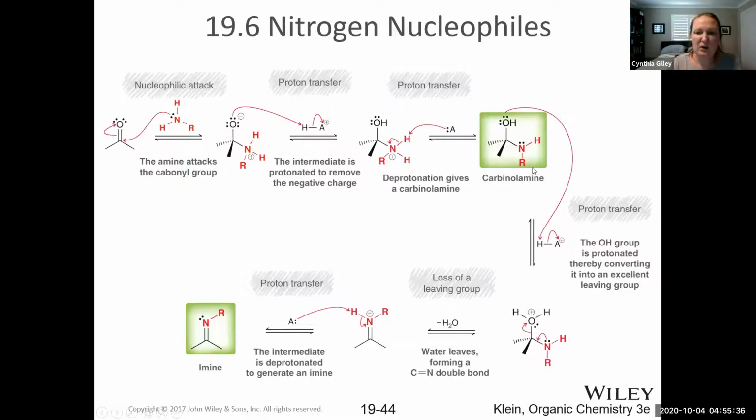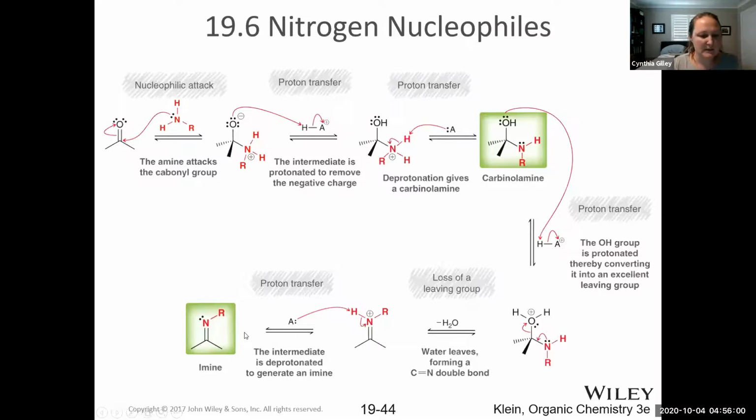From here, the goal is to get rid of this as water, right? So we're going to protonate this to make a good leaving group, and then kick it out, use the nitrogen's lone pair to help kick the water molecule out, right? And that forms what we call an iminium ion. That just needs to be deprotonated to get to a neutral imine product.